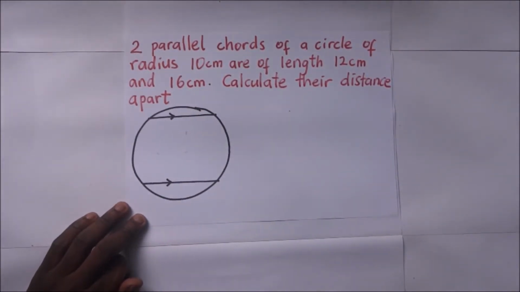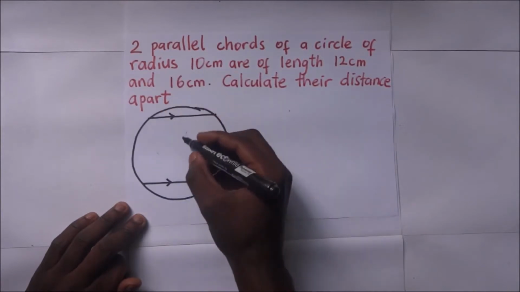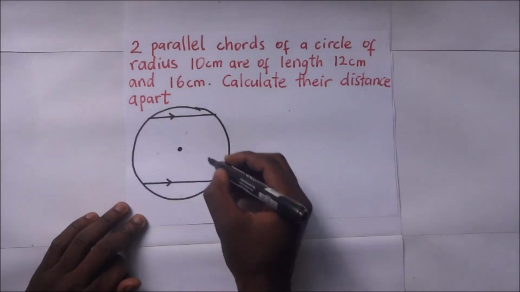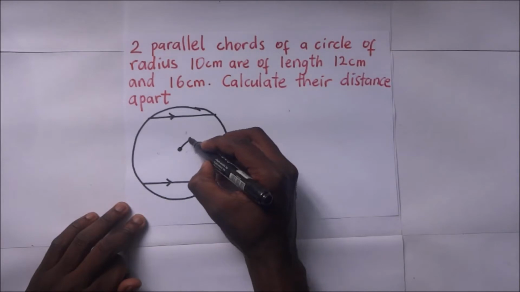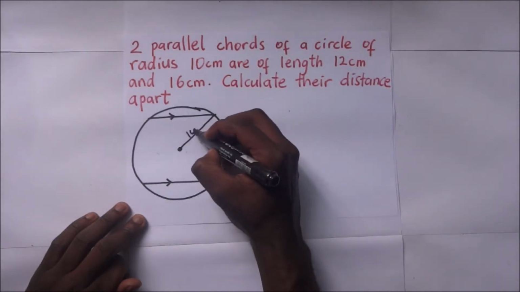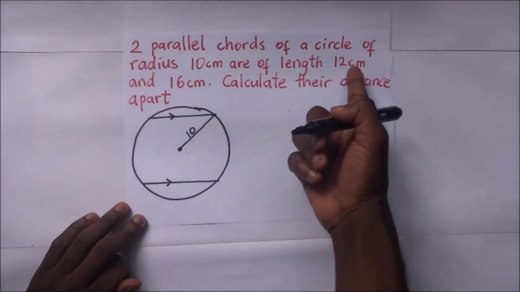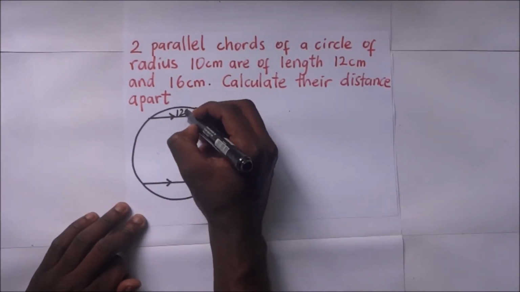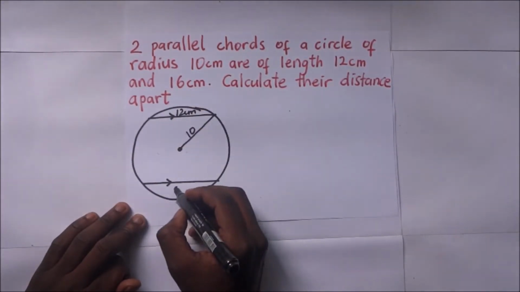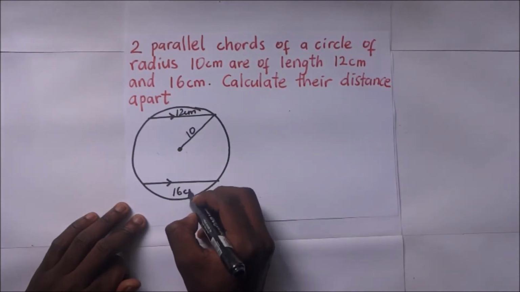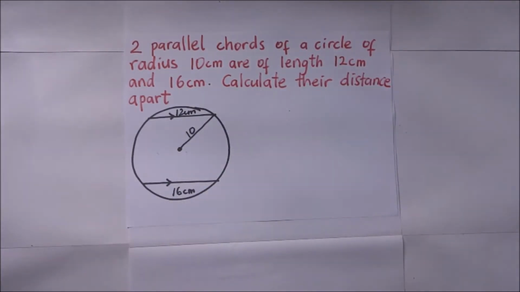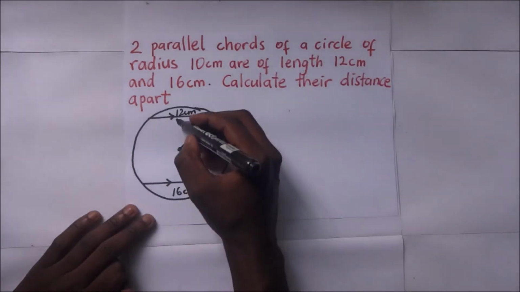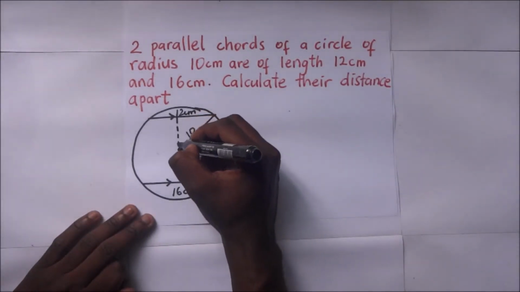Two parallel chords of a circle of radius 10 centimeters. So it means that if this is the center of the circle, the radius is 10 centimeters, are of length 12 centimeters and 16 centimeters. So if this thing here is 12 centimeters, this one down here is 16 centimeters. Calculate their distance apart. So if they want us to calculate their distance apart, this is the distance they want us to calculate.